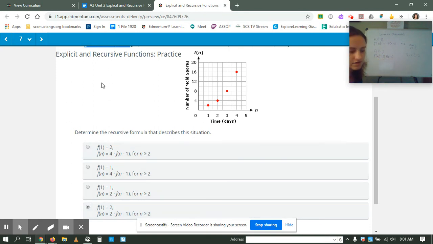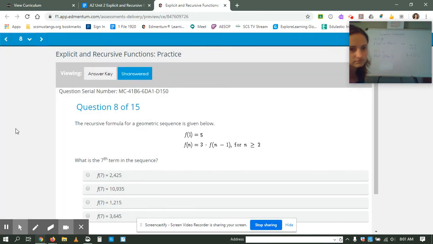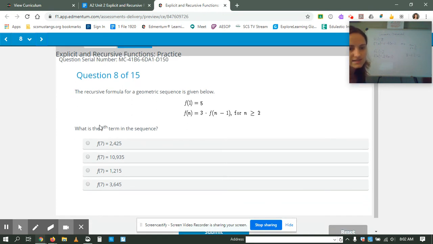All right, so taking a look at number 8. The recursive formula for the geometric sequence is given below. What is the 7th term of the sequence going to be? I'm going to get that up on my board, and then I'll be right back.